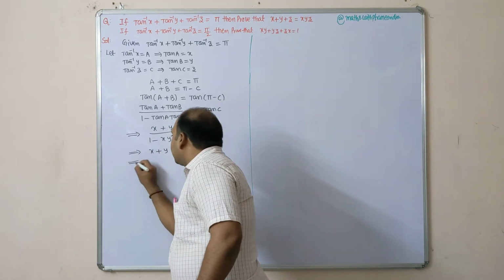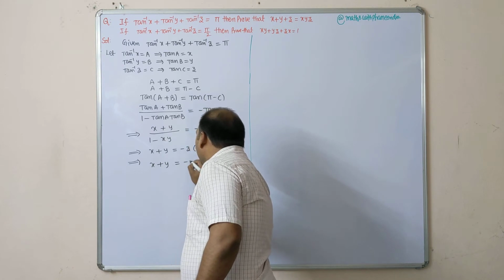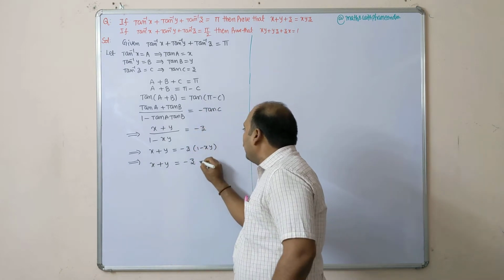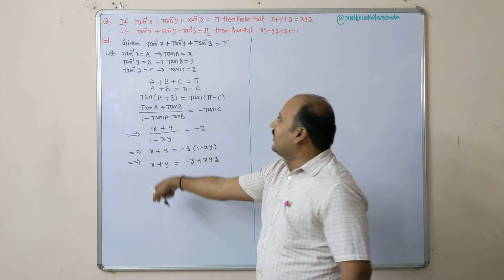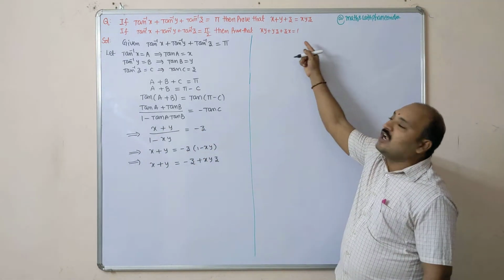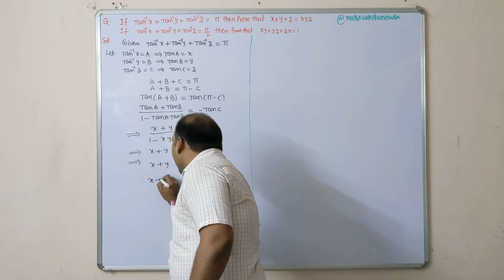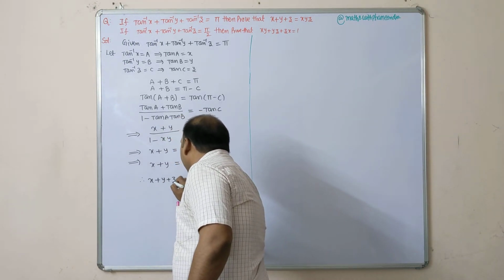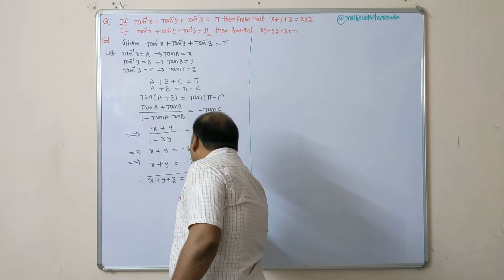So that implies x plus y is equal to minus z plus xyz. Minus z we can take to this side. Therefore, x plus y plus z is equal to xyz. Hence proved.